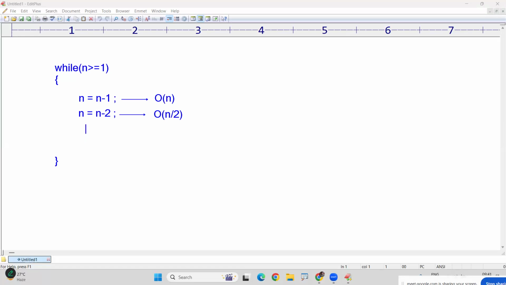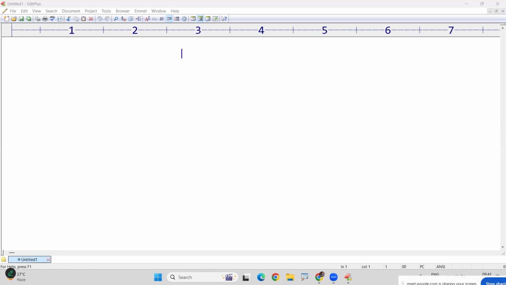In the same way, suppose I'm just writing n is equal to n minus 20. We can easily say how many times it iterates: big O of n by 20. This is how it is iterating. So n minus 1, n minus 2, n minus 20 give big O of n, big O of n by 2, big O of n by 20.